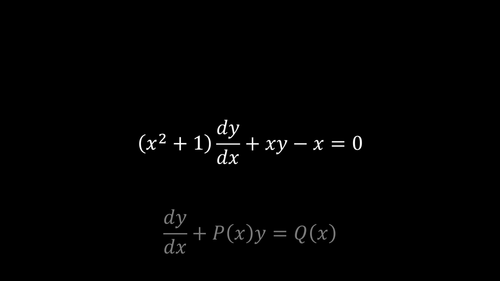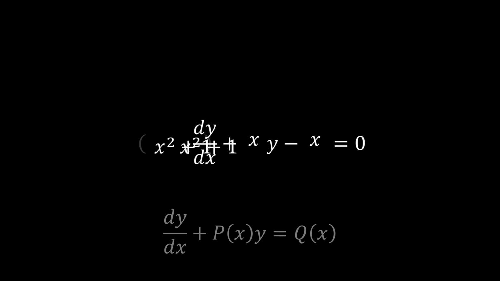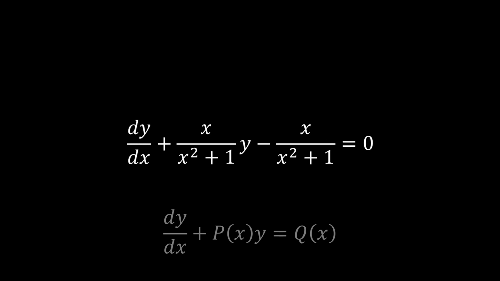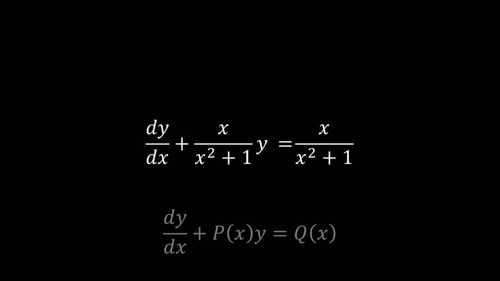The first thing we're going to do is simply divide by the x squared plus 1 term as such. Now we could move the third term over to the right, and we have this equation here. If we compare the equation that we're working on to the standard form, we can see that we have manipulated our original differential equation to correspond with the standard form of linear differential equations.